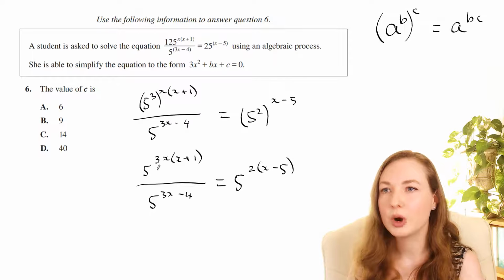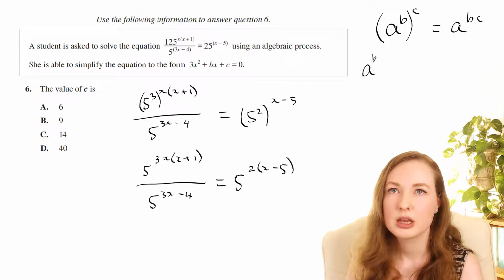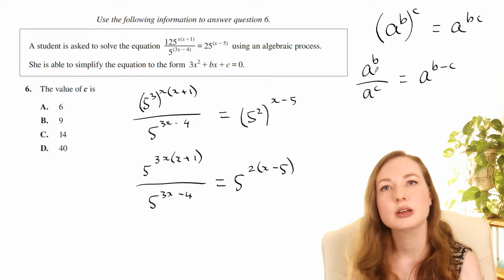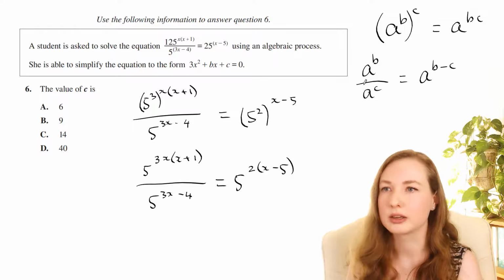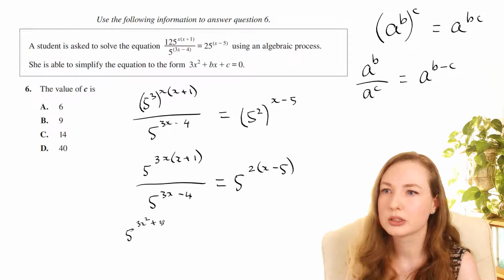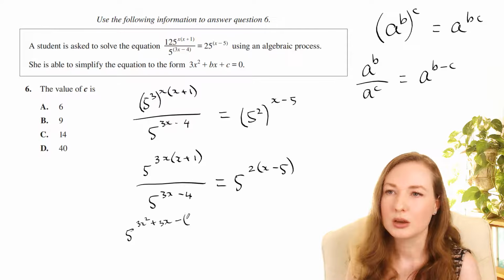Okay, and then what we could do, use the rule here that if you've got a to the b divided by a to the c, that makes a to the b minus c. So you subtract the exponents in that situation where you're dividing things. So we're going to get 5 to the this minus this. So I might expand this: 3x squared plus 3x. And then we're subtracting all of that.